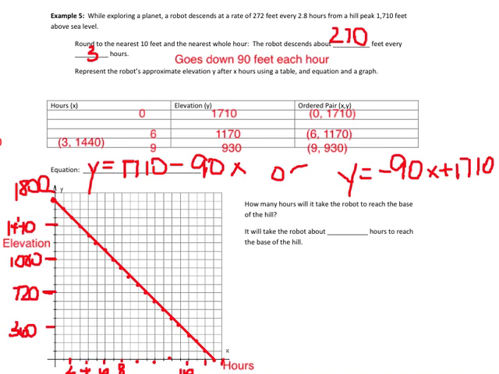Now by graphing that, it helps me answer this question found over here. How many hours will it take the robot to reach the base of the hill? If I have the graph, I can just look at where the robot gets down to an elevation of 0, which is the base of the hill. And that took, remember, each one of my tick marks is one single hour, so that took 19 hours. So that's an easy way to see how long it takes.